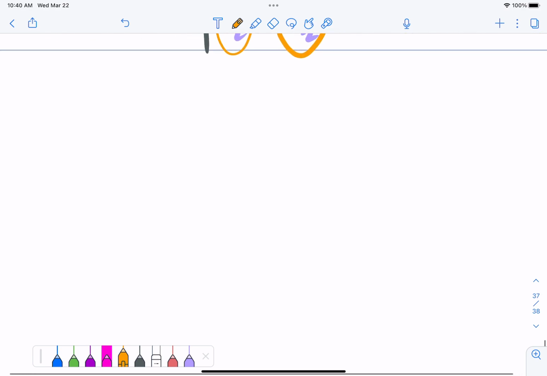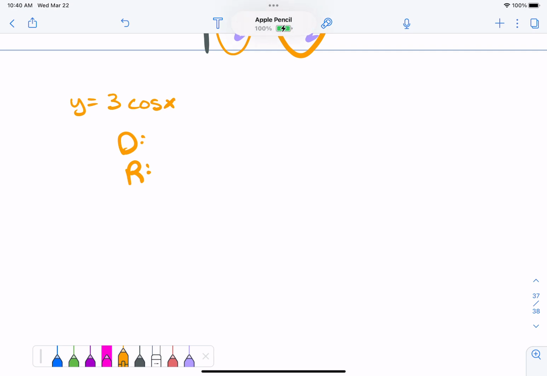Okay, let's do some of these. Let's say I want you to find y equals 3 cosine of x, and I want you to do the domain and the range. You could graph it if you want to. It might be helpful, or you can just think about where it's going to end up. Find the domain and range of 3 cosine x.